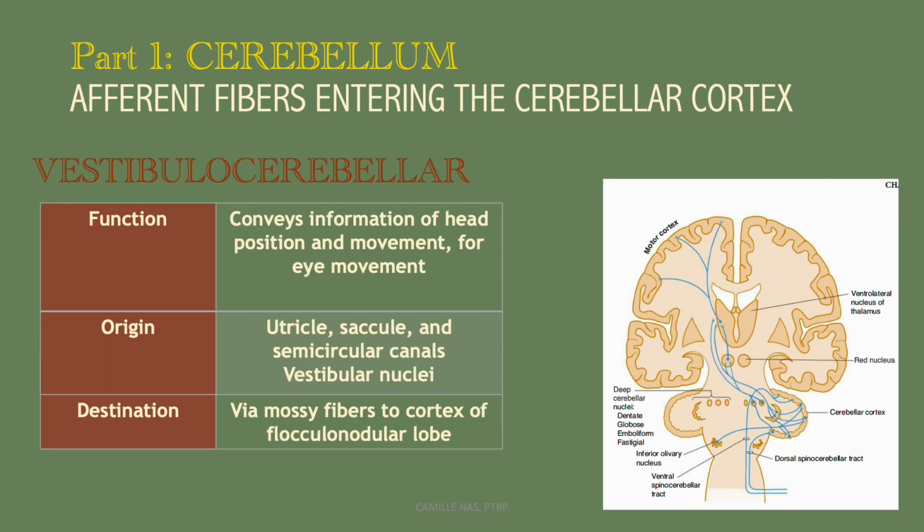Next, you have your vestibulocerebellar. This one conveys information about head position, which we already mentioned earlier, and eye movement. It originates from the utricle, saccule, semicircular canals, and the vestibular nuclei, and will synapse with the flocculonodular lobe via mossy fibers to the cortex of the flocculonodular lobe. Remember, your flocculonodular lobe is specific to eye coordination. So via your vestibulocerebellar, it will receive input from the vestibular system.